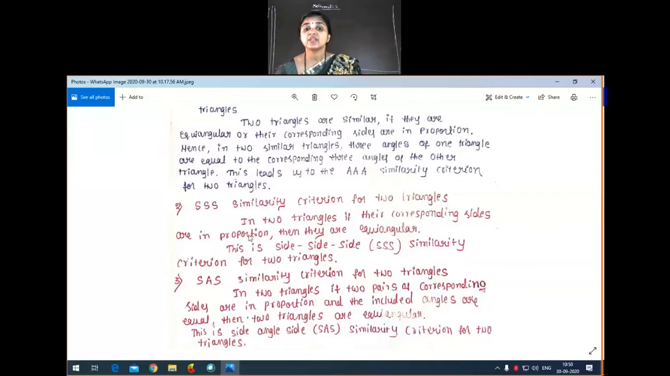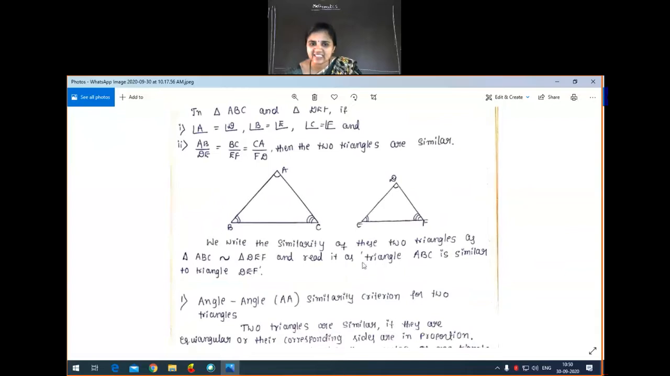In two triangles, if their corresponding sides are in proportion, come back to the figure. This side AB divided by DE, AC divided by DF, BC divided by EF. So if these three sides are in proportion, then we can say that according to SSS similarity criteria, these two triangles are similar. Is that clear now? Got the difference between the SSS criteria of congruency and SSS criteria of similarity?